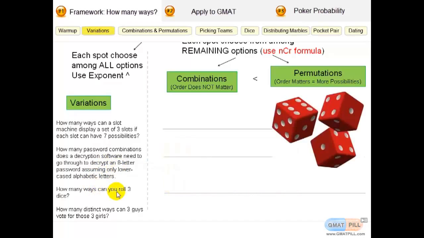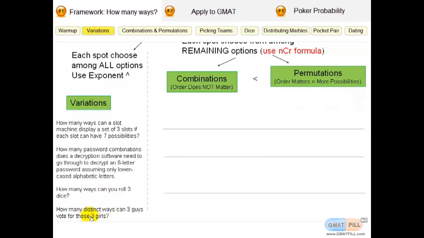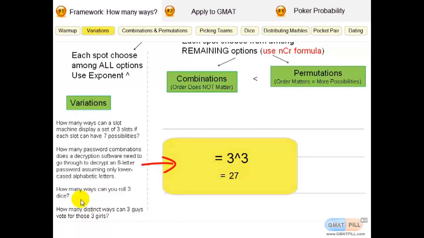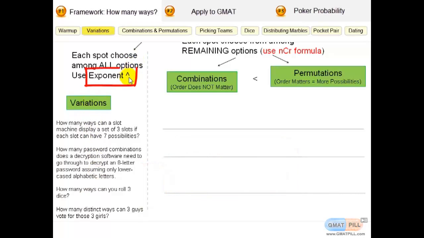And then how many ways can you roll 3 dice? Well, each die has 6 options, so that's basically 6 to the 3rd power, because you have 3 dice. How many distinct ways can 3 guys vote for 3 girls? Well, that's basically 3 to the 3rd power. So these are examples of questions that involve using exponents to find the total number of ways you can pick or how many ways of doing something.